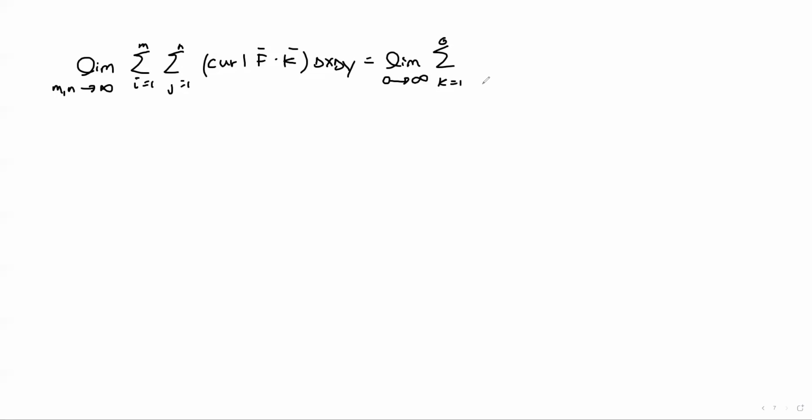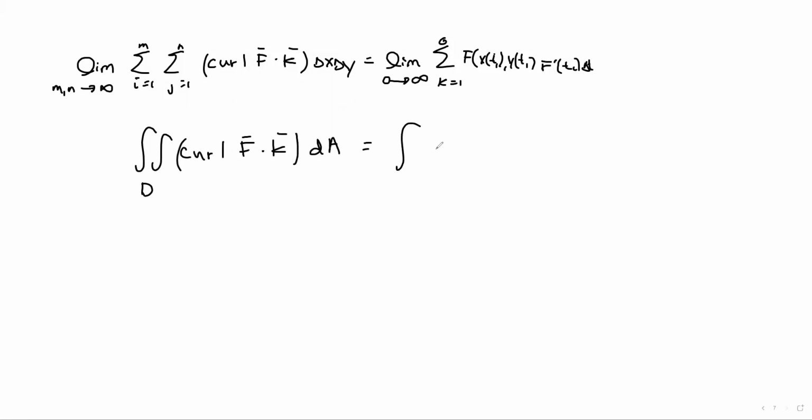So f of x of t sub i, y of t sub i, r prime of t sub i change in t. All right, sorry, there's a little strange shape there. My recording software has a box that's right in the way there. Anyway, this side becomes our double summation of curl of f dot k dA, and then this side becomes the single integral f dot dr over c, over the closed curve.